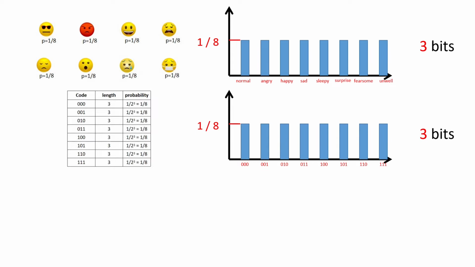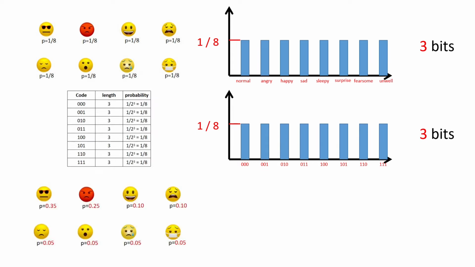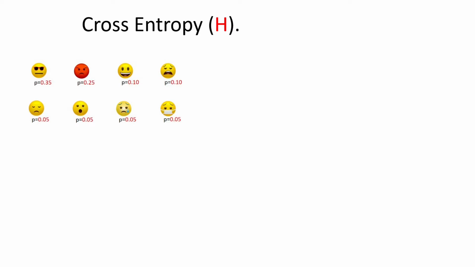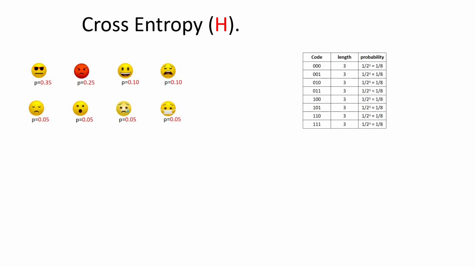The third distribution is when we change the probabilities of each emoji, and its distribution was this, and the entropy was 2.52 bits. Now we are ready to understand the concept of cross entropy. Let's say we are going to encode the events or emojis of the third distribution where the probabilities are uneven with the code distribution which we used earlier.